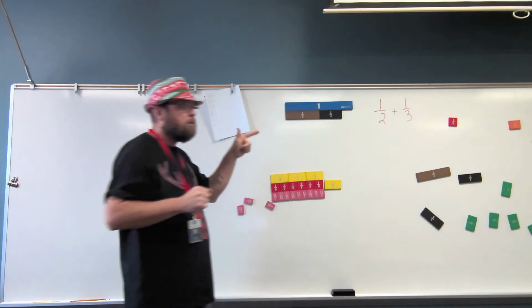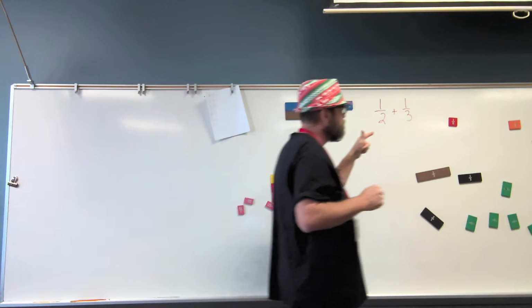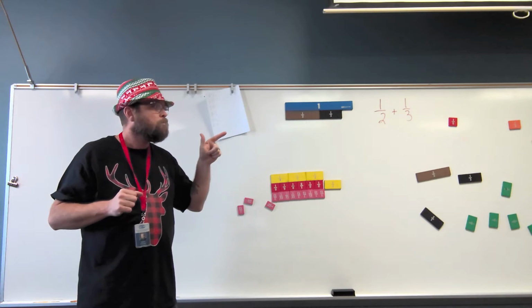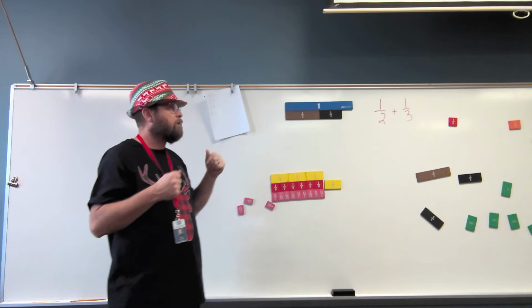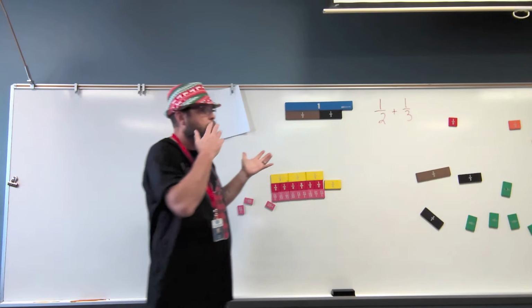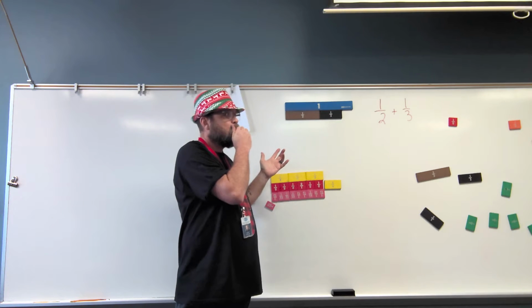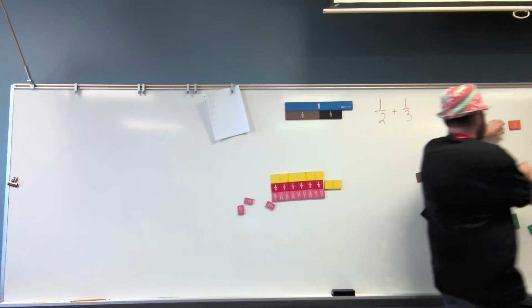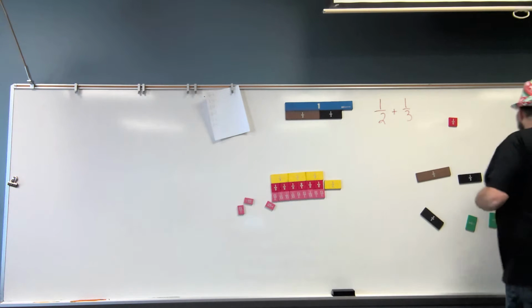Jackson, what did you get? We got... Are we supposed to do just one? Yes, just give me one. Okay. 5/6. 2, 3, 4, 5, 6.